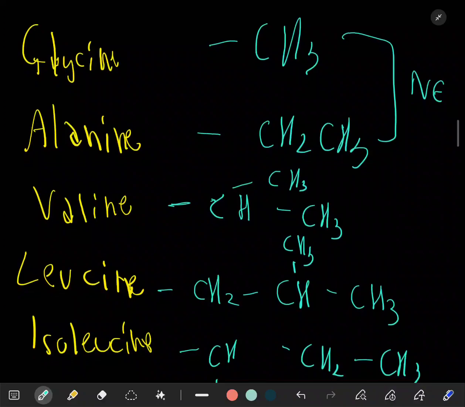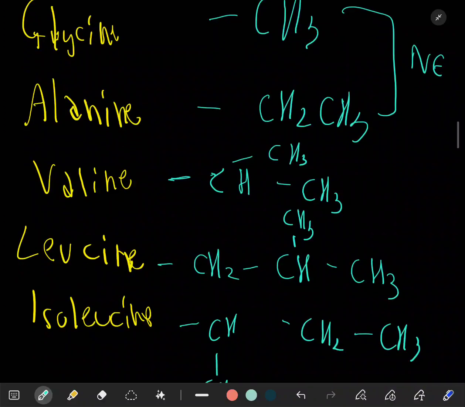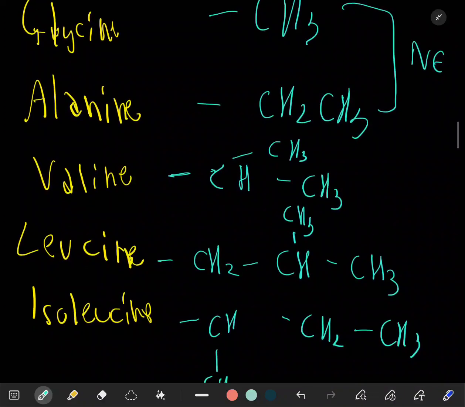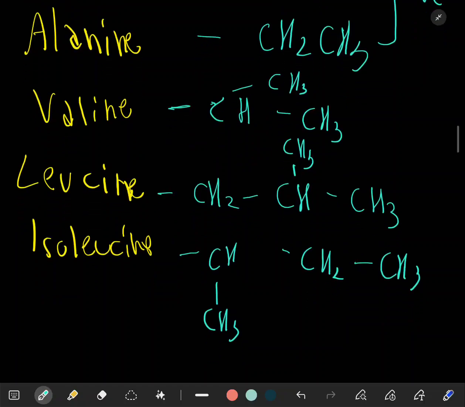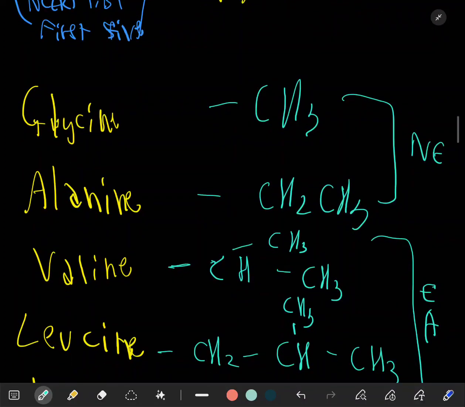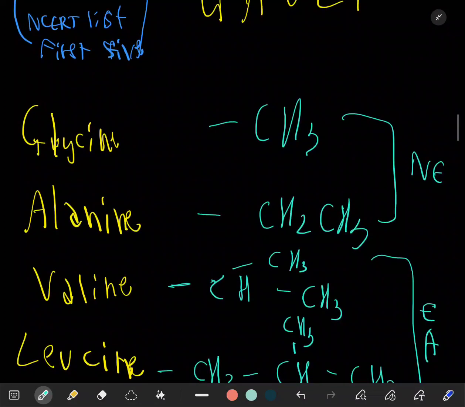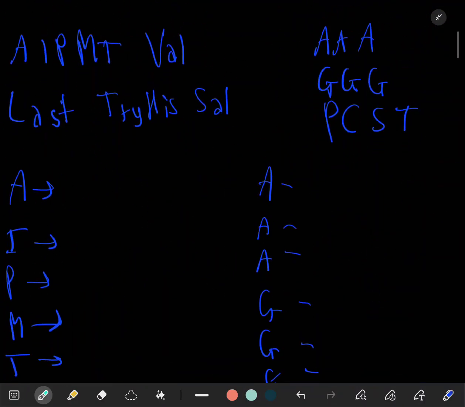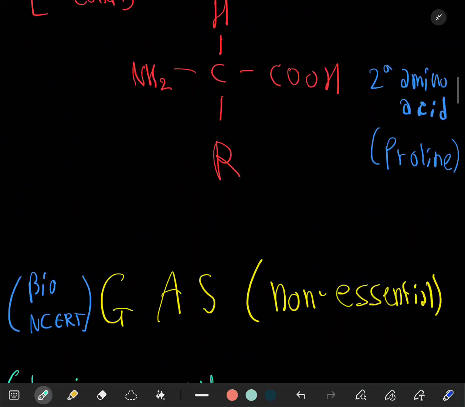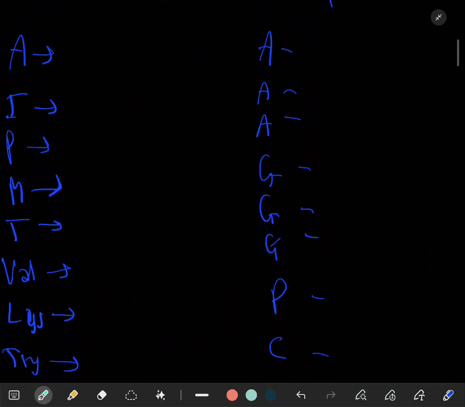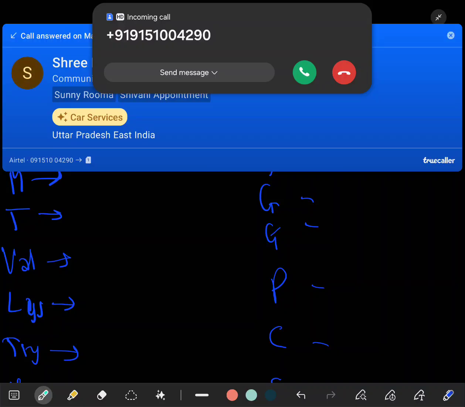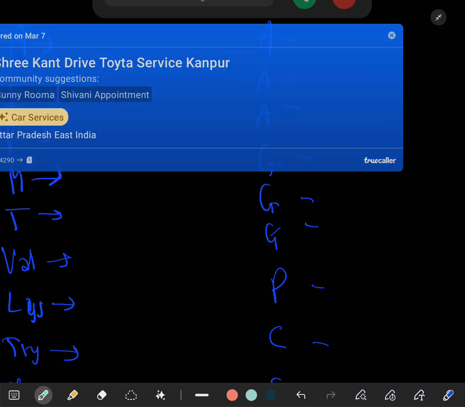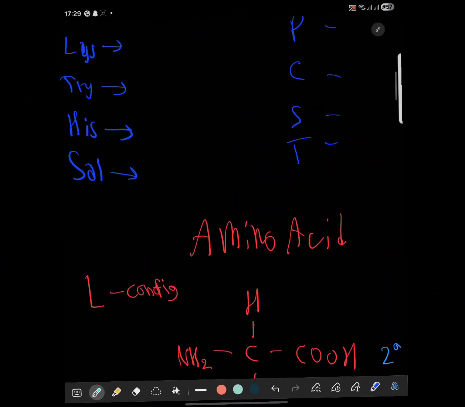As we can see, these two are non-essential, and V, L and I, all of these are essential amino acids. So this is what we need to remember. Those are non-essential. These are essential. So now let's fill these names up in the upper list which we just made. So first we got our GAS. GAS is non-essential. So this is a non-essential list.